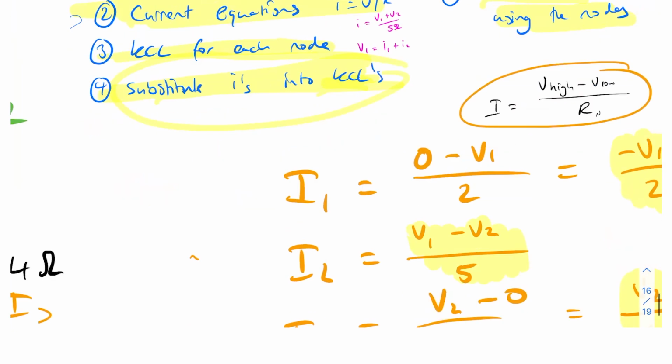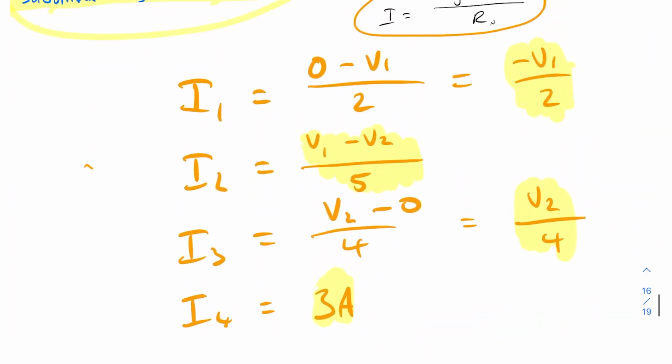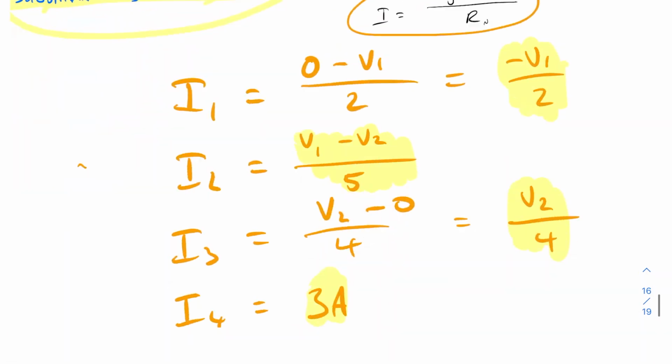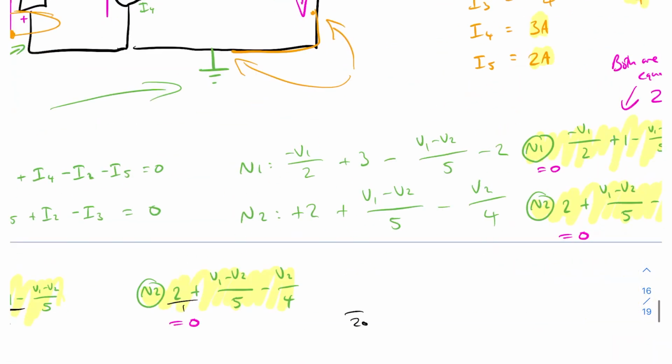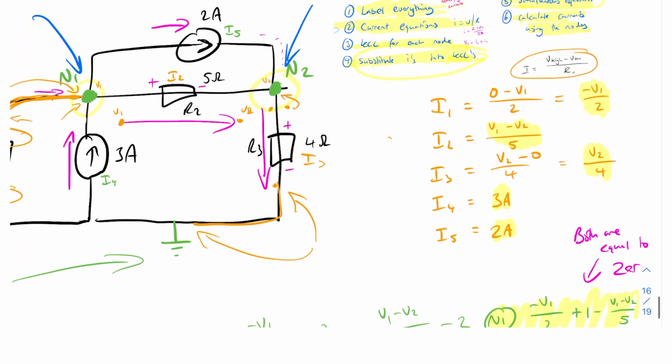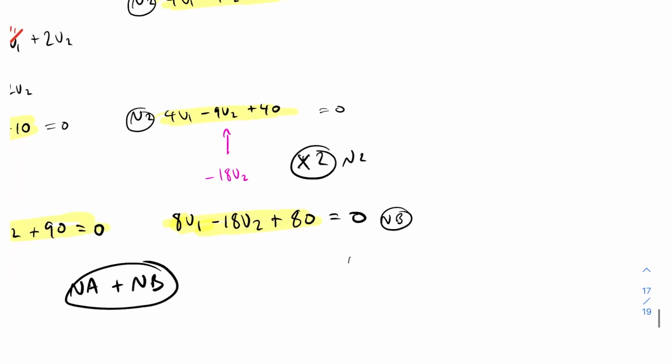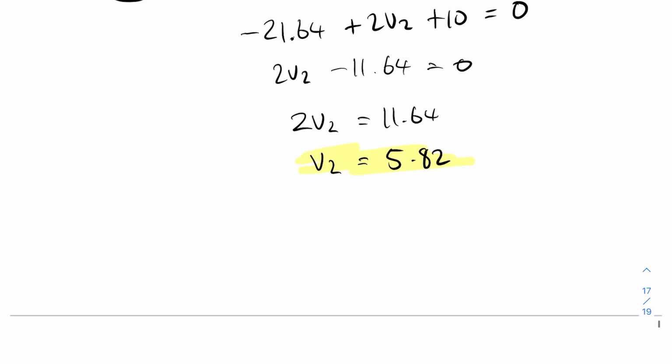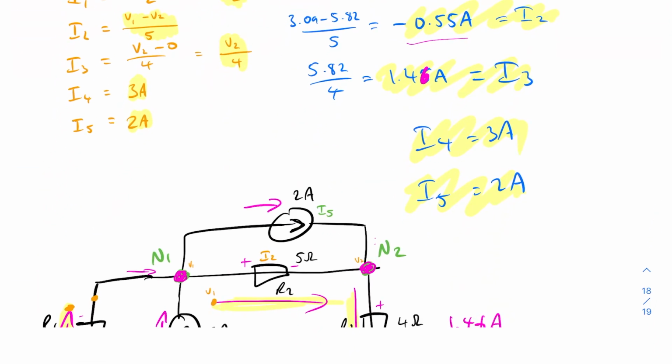KCLs for each node. Substitute in these I equations into the KCLs. Do the simultaneous equations for the 2 nodes that you worked out, these 2 here, and then once you've got the node values V1 and V2, calculate the currents.